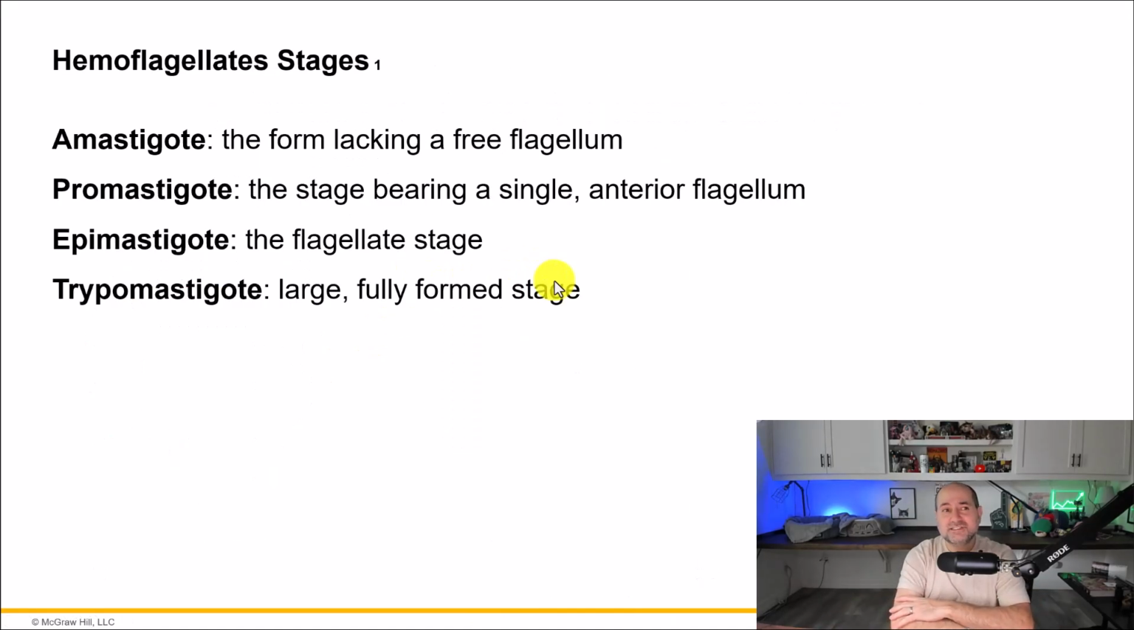Next, we discussed these hemoflagellates, and you should know what each of these stages looks like. Remember the amastigote, promastigote, epimastigote, tripomastigote. You should know what each of these definitions are. So for instance, I might ask, which one of these is the form lacking a free flagellum, right? And so you would say amastigote, for instance.